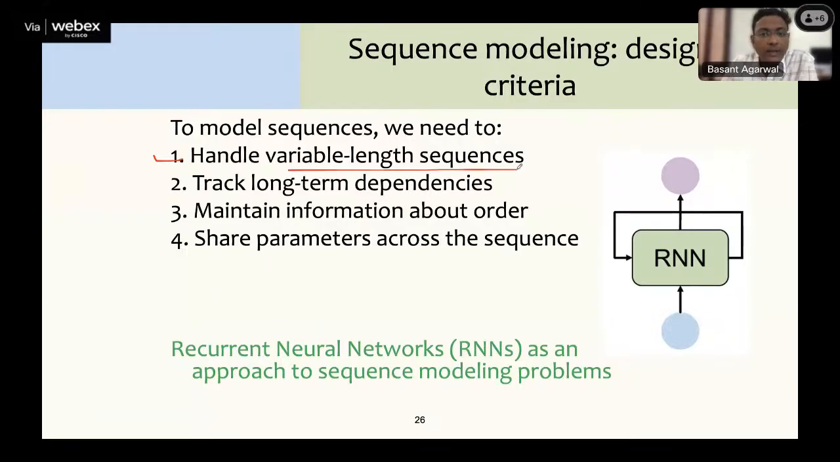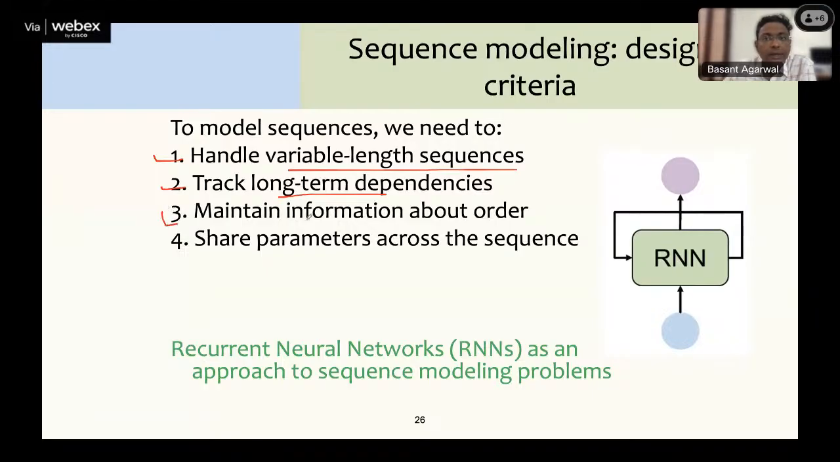We will not be using padding or anything to make a fixed length input. And the second is tracking long-term dependencies. It means that whenever you want to predict the outcome based on the current input, we should also look at the previous inputs. Based on the current input and the previous inputs, the network should predict the outcome. So we have to see if it is present in the network architecture or not. In that case, we'll say this is a sequential network.